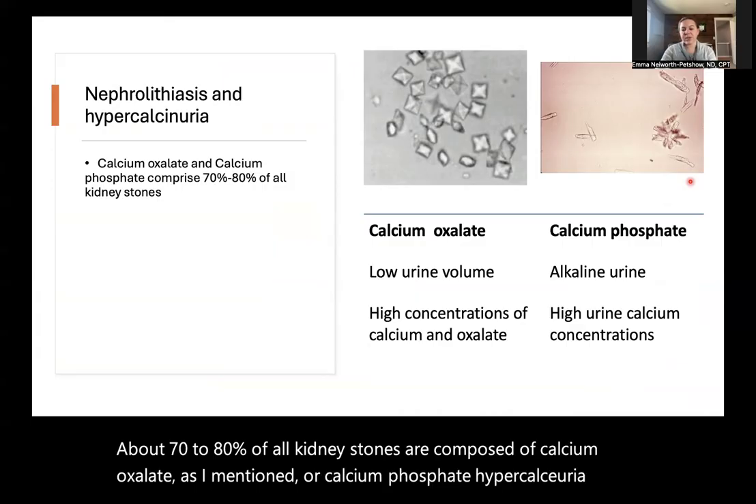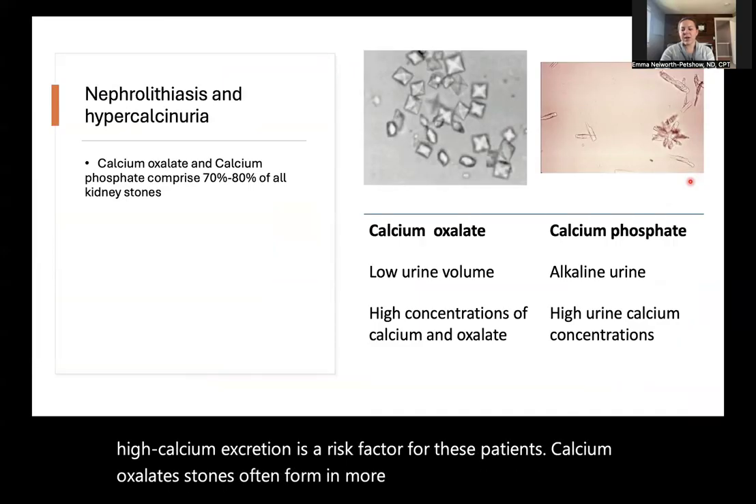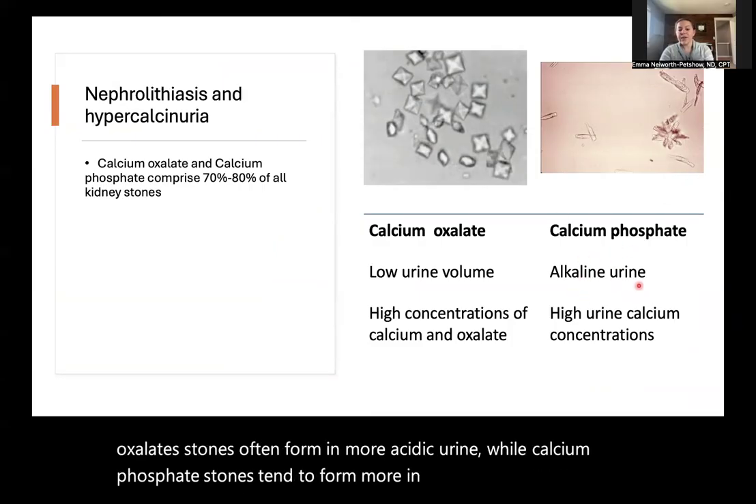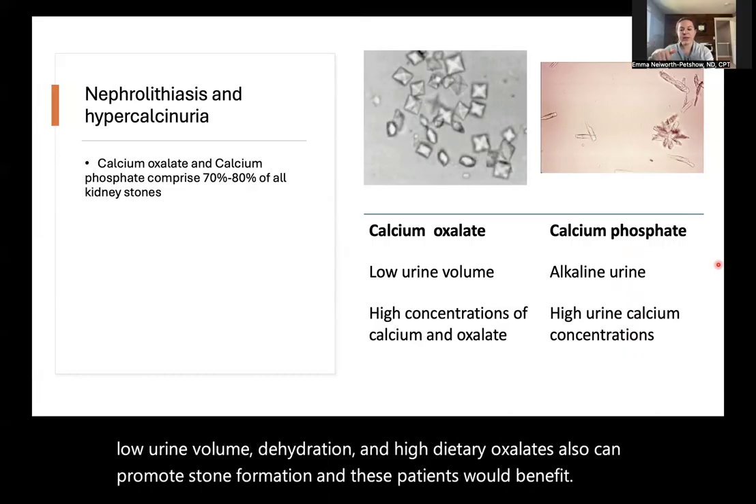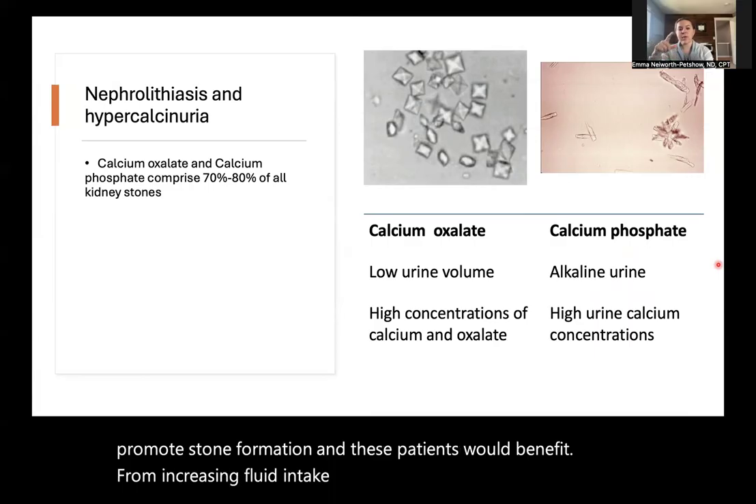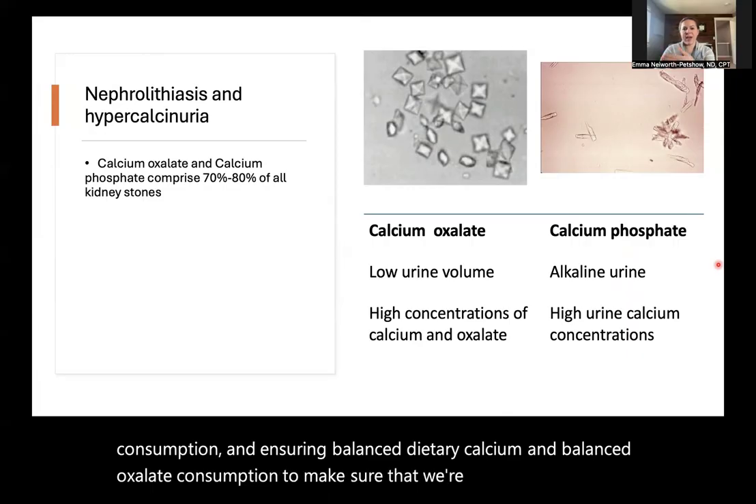Hypercalciuria, or high calcium excretion, is a risk factor for these patients. Calcium oxalate stones often form in more acidic urine, while calcium phosphate stones tend to form more in alkaline urine. Factors like low urine volume, dehydration, and high dietary oxalates also can promote stone formation. And these patients would benefit from increasing fluid intake, moderating sodium and animal protein consumption, and ensuring balanced dietary calcium and balanced oxalate consumption to make sure that we're not pushing a pathway too far.